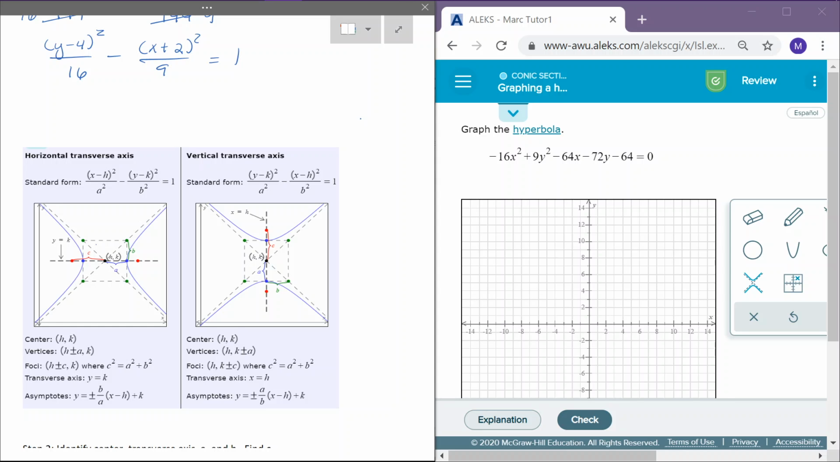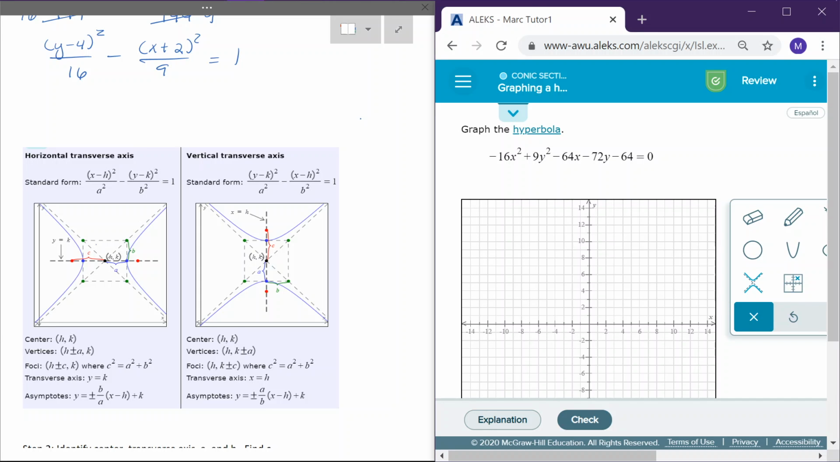If we have a vertical transverse axis, our standard form becomes (y minus k) squared over a squared minus (x minus h) squared over b squared equals 1. Our center is (h, k), our vertices are (h, k plus or minus a), our foci are (h, k plus or minus c), where c squared equals a squared plus b squared. Our transverse axis is x equals h, and our asymptotes are y equals plus or minus a over b times (x minus h) plus k.